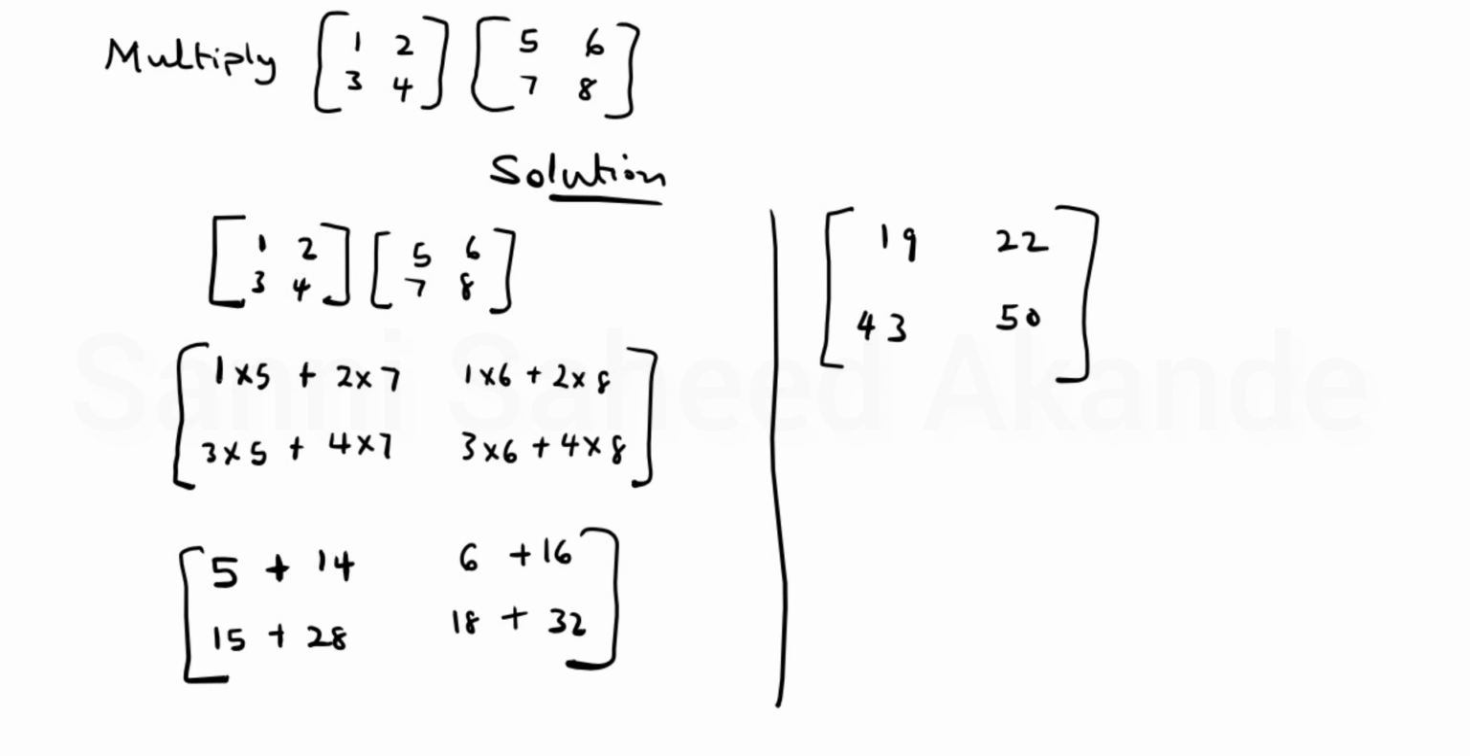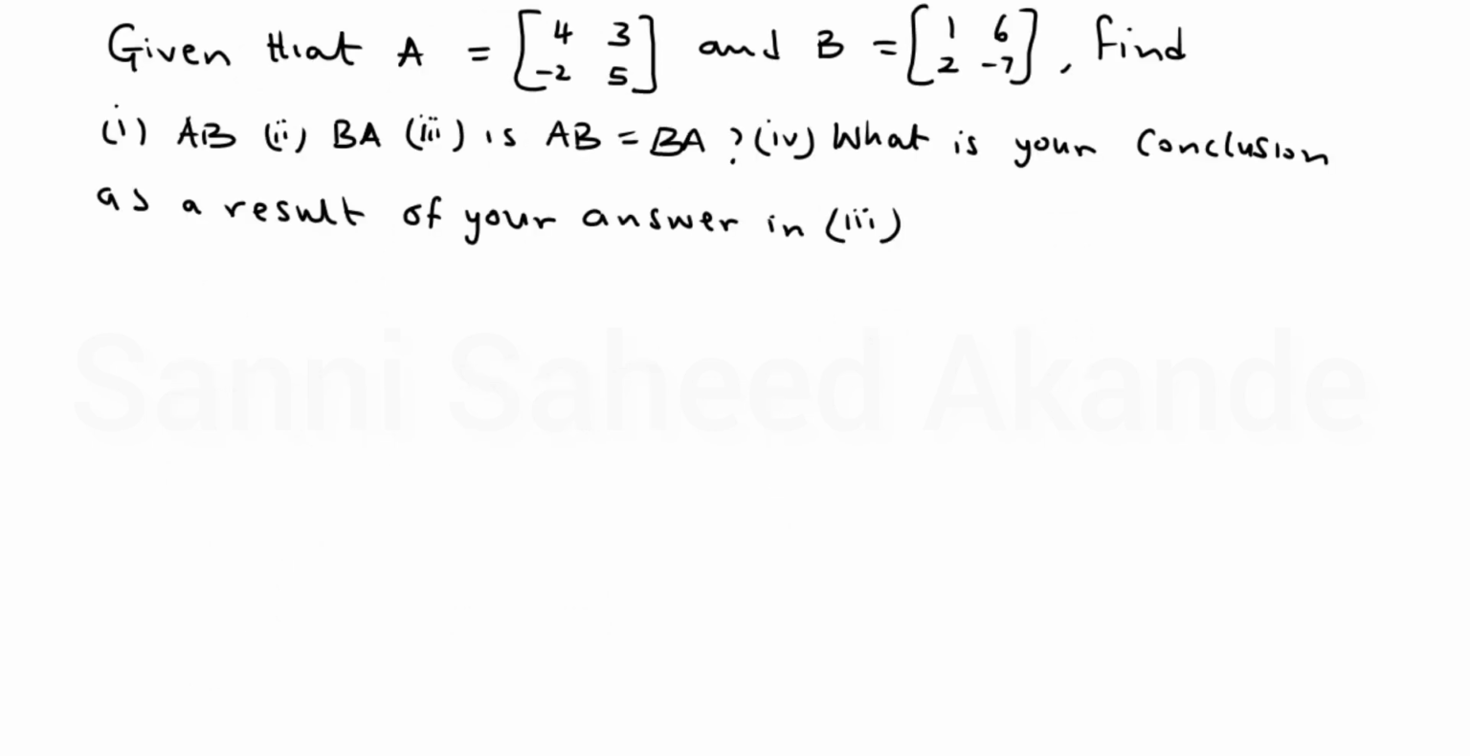Let's solve this question together. The question says, given that A is as what you can see on the screen and B is given as what you are seeing on the screen, then find Roman figure 1, A times B, 2, B times A, 3, is AB equal to BA. We are going to compare our answers in Roman figure 1 and 2 together to answer that. Then 4, what is your conclusion as a result of your answer in Roman figure 3? So let's begin. Solution.